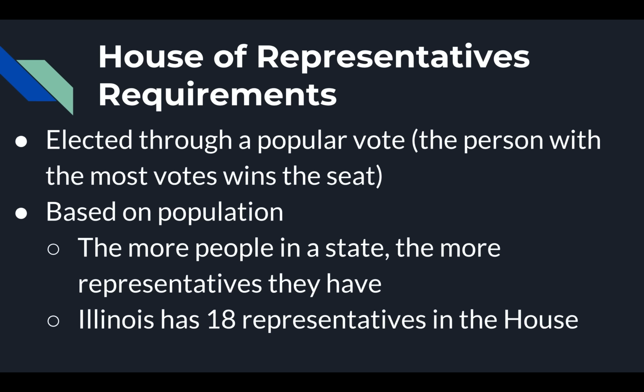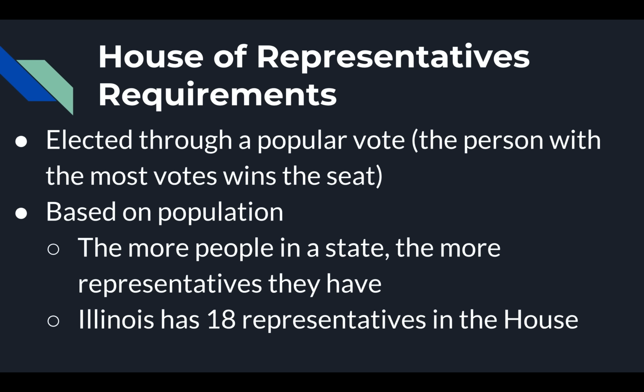So there are specific requirements for how people can go about being elected to Congress, and the requirements are different depending on which part of Congress that they're in. So we're going to start with the House of Representatives. In the House of Representatives, people elected to those seats are elected through a popular vote, meaning the person with the most votes wins the seat.